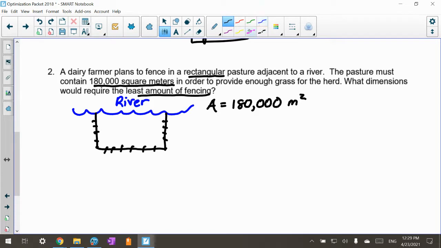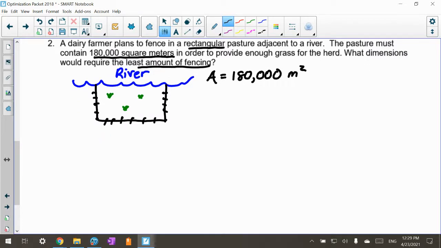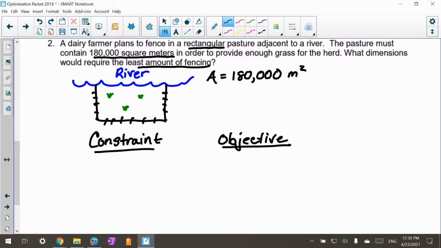And right here is, because I get to play with colors, is all the grass for the herd is inside here. Okay, so there's our pasture. Okay, so let's set this up like I always do to organize your thoughts, excuse me. So I have constraint and objective, and I'm going to actually label this. You actually could do either way. I'm going to call this X's here and a Y here. You could go the other way around, or you can call it L's and W's.